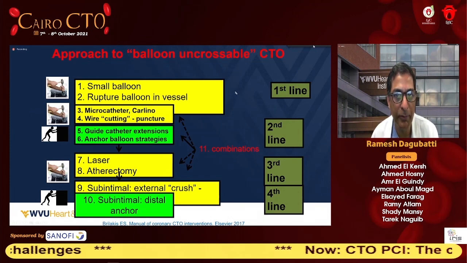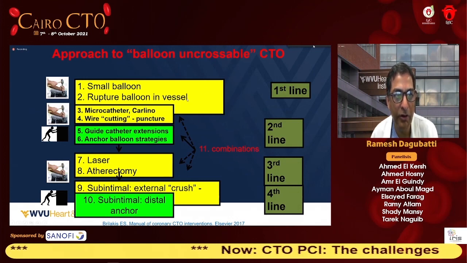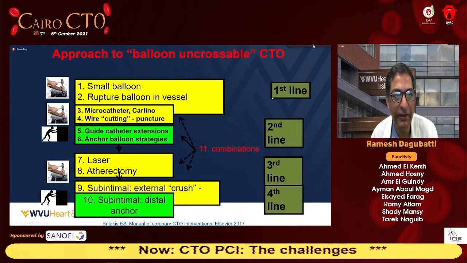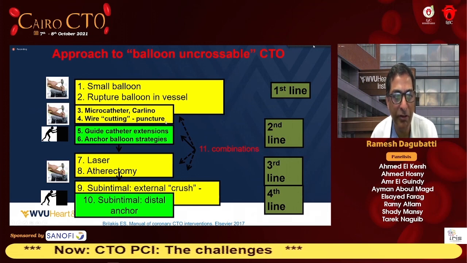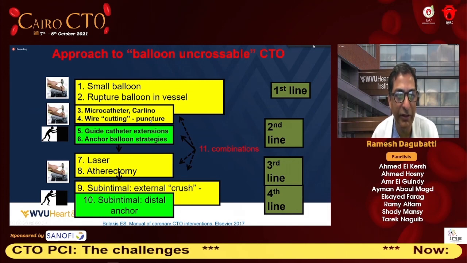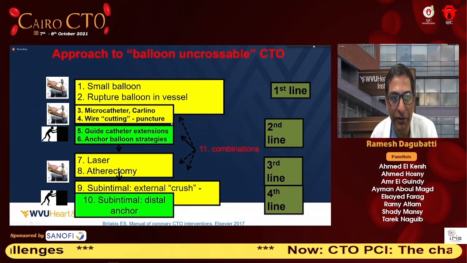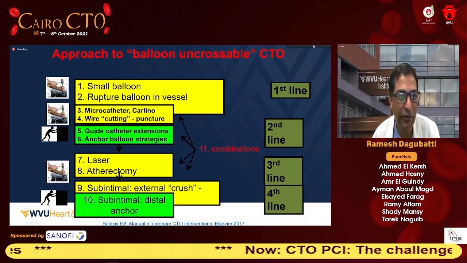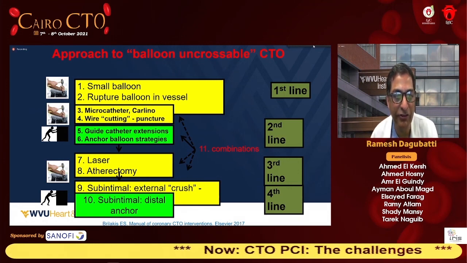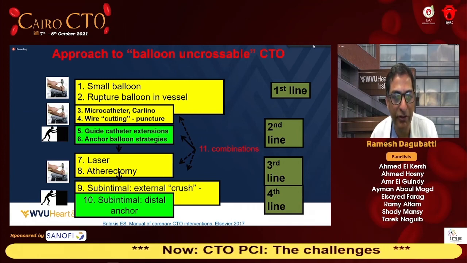What most of the people will always do is try to cross with a small balloon, or rupture the balloon in the vessel, called the granuloplasty, as the first line, and then try to advance the microcatheter, or the seesaw technique, or wire cutting puncture with the Gaia Second or Gaia Third, trying to modify the proximal cap, but the risk of perforation is there in those. And obviously everyone is comfortable with guide catheter extensions and anchor balloon strategies.